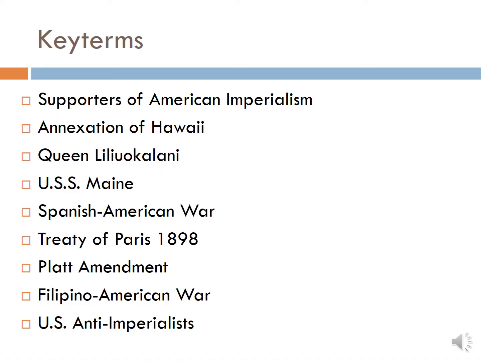So we're really going to focus on three examples of American imperialism in this lecture. We're going to begin by talking about the supporters of American imperialism, and then we're going to give the three examples, which are the annexation of the island nation of Hawaii, the Spanish-American War, and finally the Filipino American War.